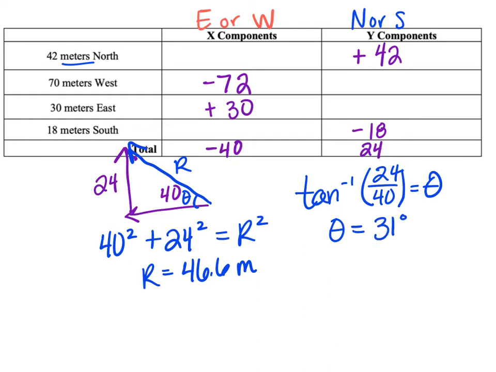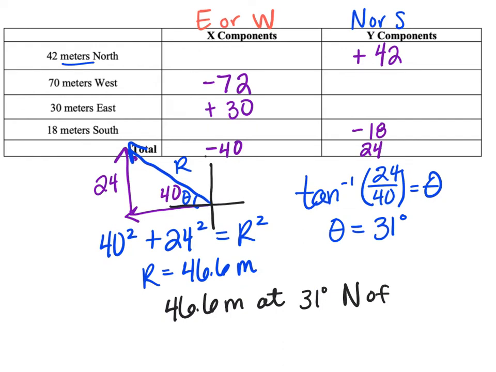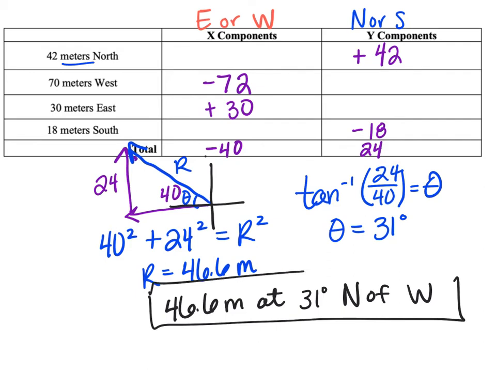All right. The last part of your direction, you need to know which way that 31 degrees is going. So if you put your vector on a compass, we can see here that that angle is touching the west axis and it's going above that, so it'd be north of west. So your full final answer is going to be 46.6 meters at 31 degrees north of west. And that is your final answer. All right, let's move on to the last one.